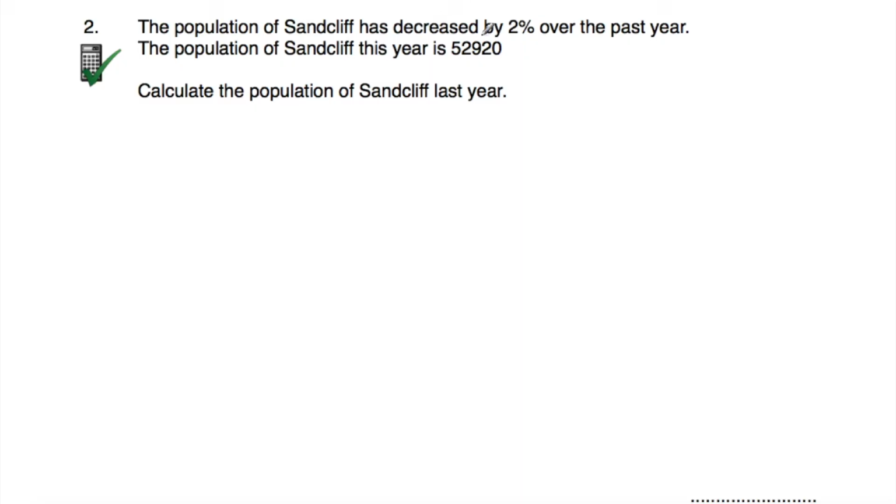Over the last year, it's decreased by 2%. That means that we're now left with 98%. So the 98% is what the population is now, and that's equal to 52,920. Because it went down by 2%, we're left with 98%, and that's equal to 52,920. Now, that's what 98% is. We want to find 100%, what the original amount was, so we want to find what 1% is to begin with.